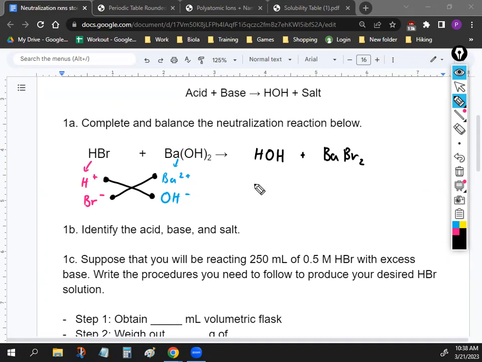Okay, now we're going to balance the actual equation. We're going to make sure we have the same number of everything on both sides. If you want to use the table, great. But I'm getting a little tired of drawing the table, so let's just count, okay?